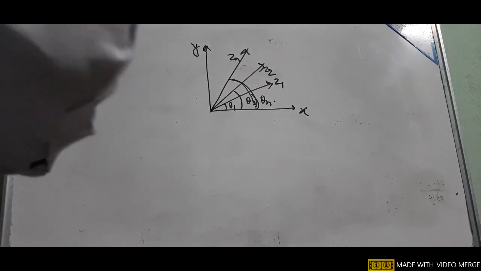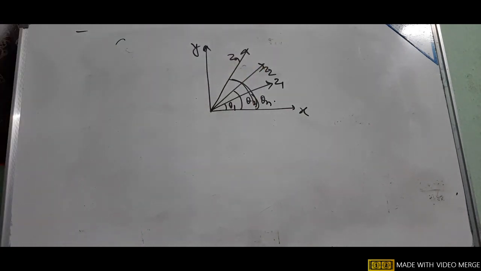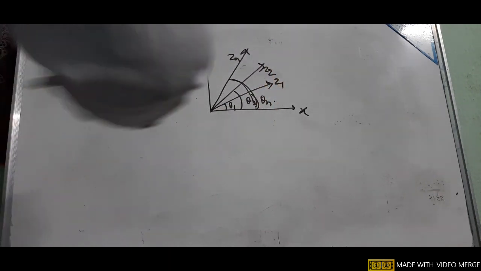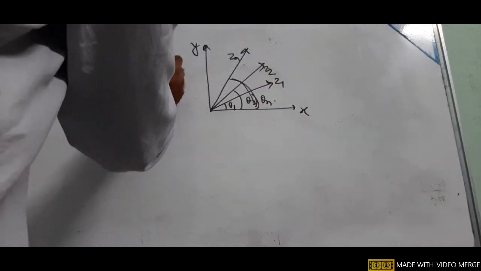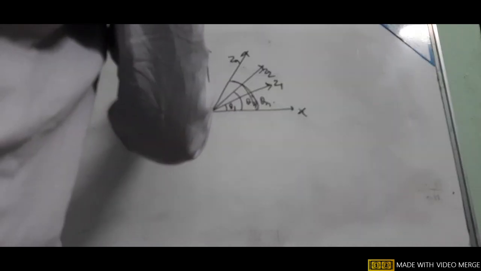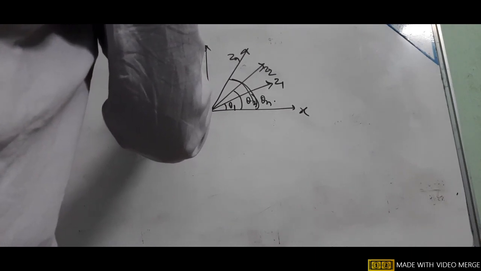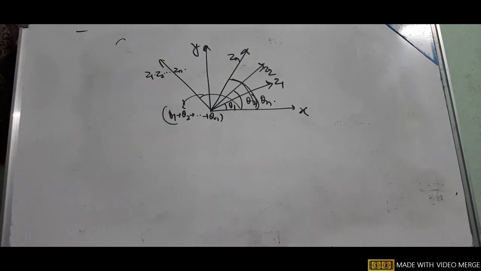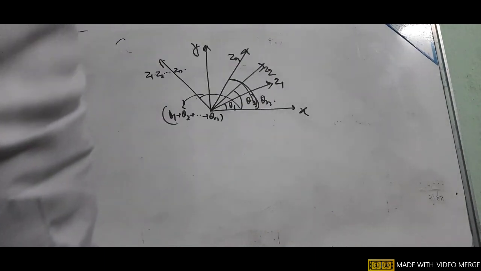Then their resultant, that is the modulus of the product of all these complex numbers, will be represented by this vector. So that represents z1, z2 up to zn, and this angle will be theta 1 plus theta 2 plus theta n. This is the argument. And this is the resultant, which is shown graphically.